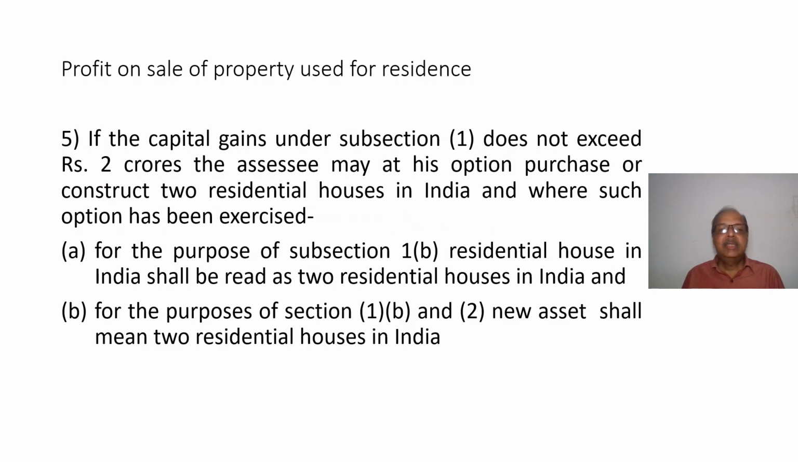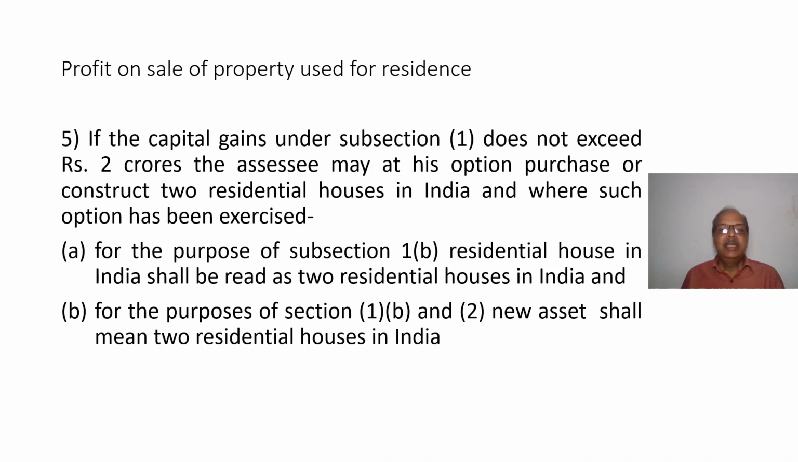Subsection 5 also gives exemption to the assessee even if he buys two residential houses in India. If the capital gain does not exceed rupees 2 crores, the assessee can buy two residential houses and the entire amount can be claimed as deduction or exemption from capital gain taxation.